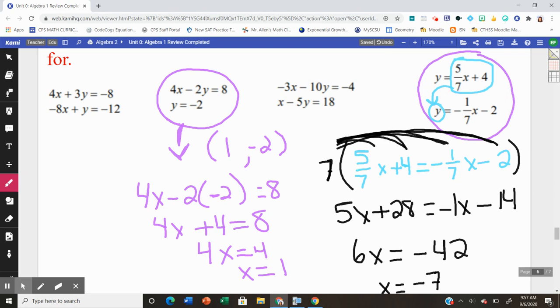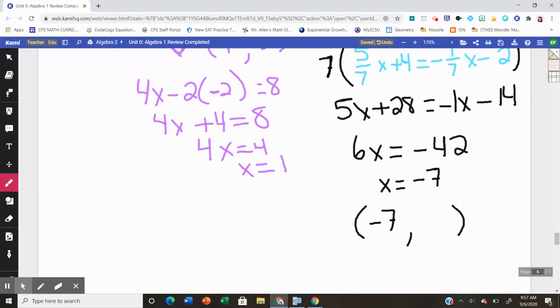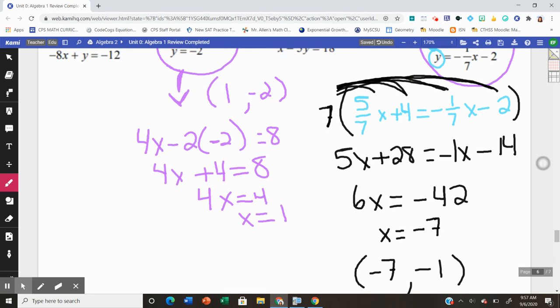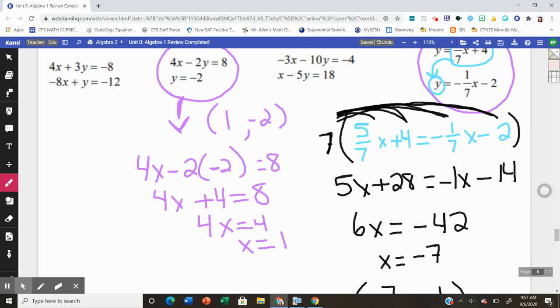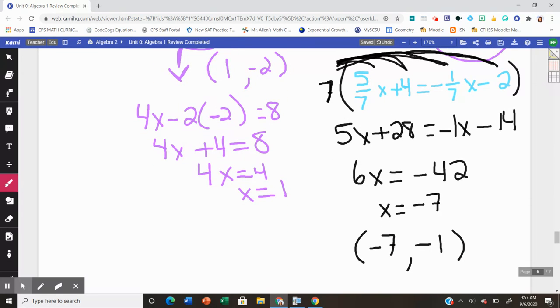y. So if I turn to the first equation, 5 sevenths times negative 7 is going to give me negative 5. Negative 5 plus 4 is negative 1. A little check right now: if I plug negative 7 into the bottom equation, negative 1 over 7 times negative 7 is a positive 1. Positive 1 minus 2 is negative 1. Because again, we got that same answer. We are pretty confident. We're very confident. Actually, we're not pretty confident. We are very confident that our answer here is going to be negative 7, negative 1.